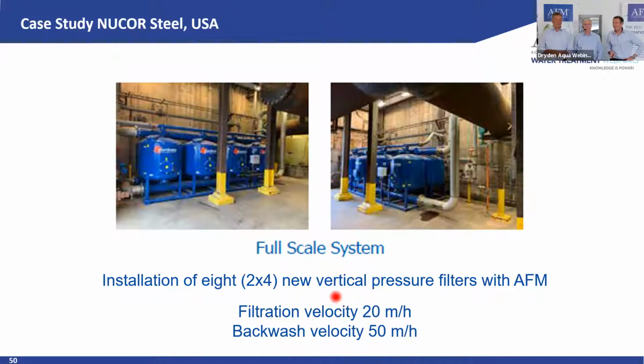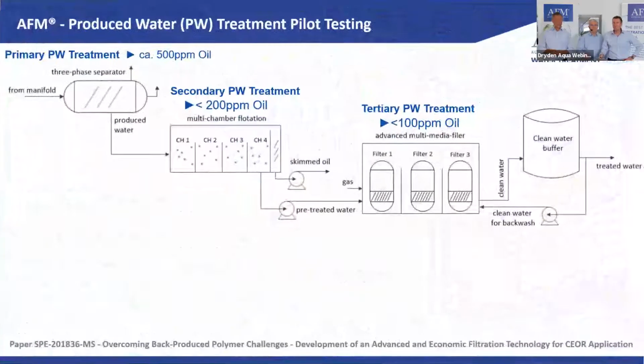They decided to go with a filtration velocity of 20, so they have a little bit of reserve safety margin built in, and a backwash velocity of 50 meters per hour. This system is now running for 1.5 years, and the customer is extremely happy. Yeah. Okay, so I hope we see soon a new order from it.